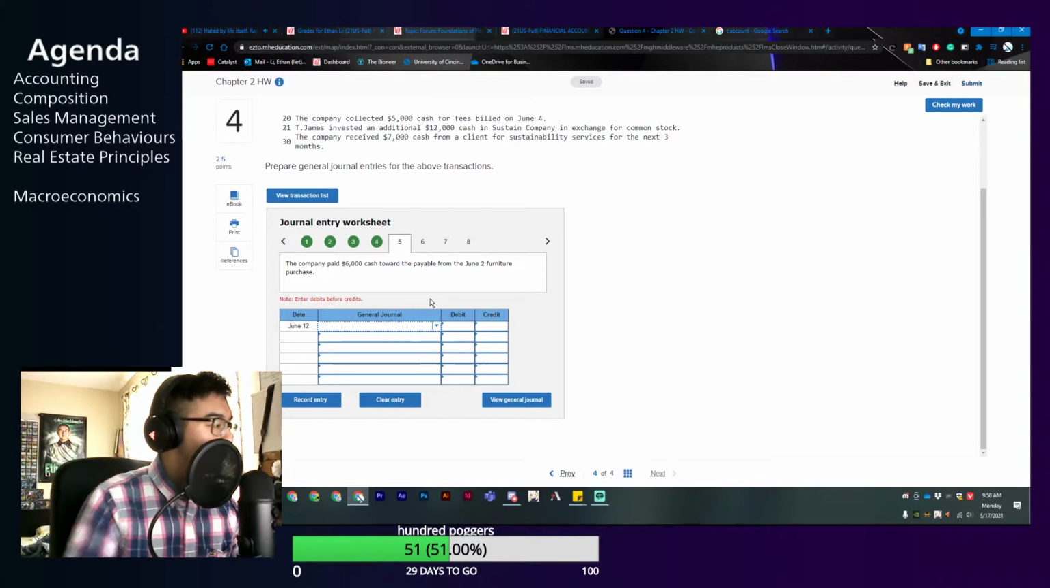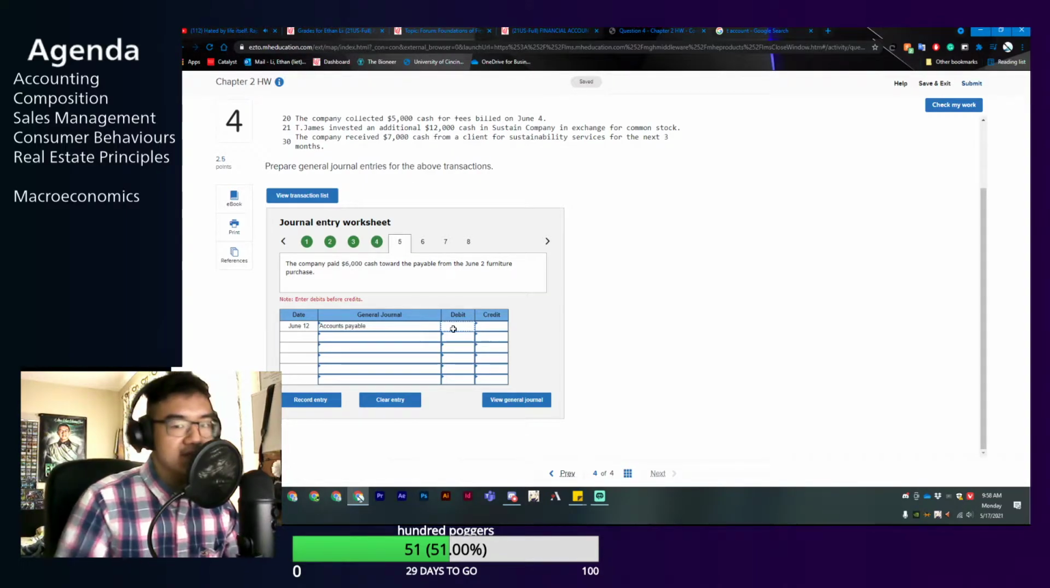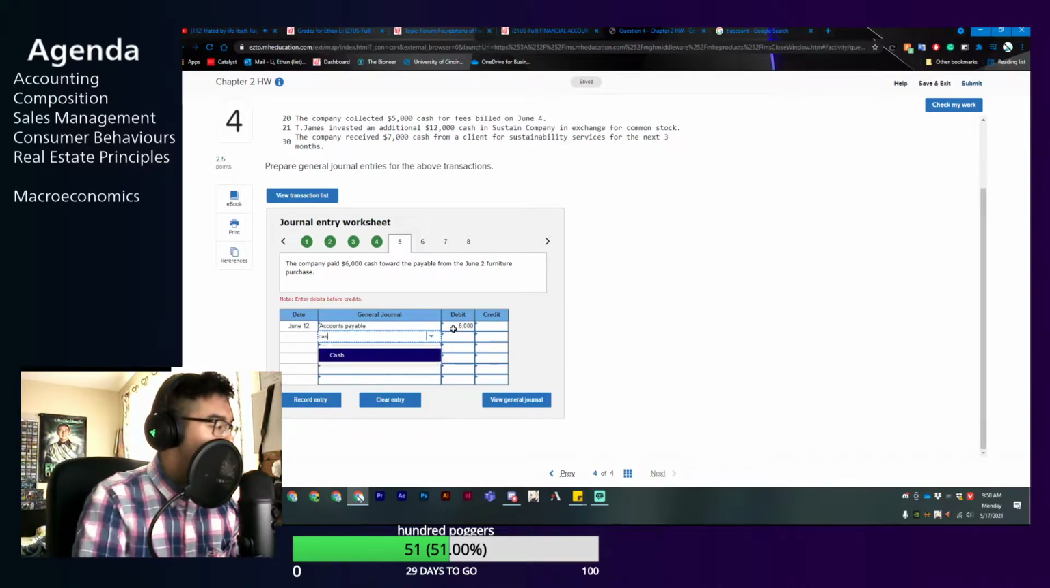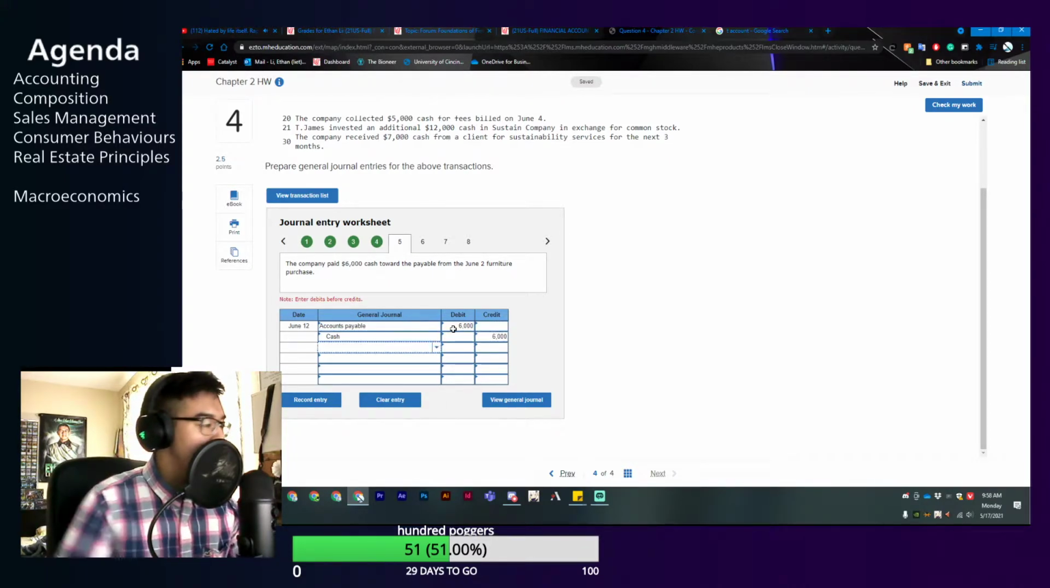Paid 6K towards the payable, so accounts payable would go down. I keep forgetting after you select something, it always tabs forward, so I end up tabbing twice and having to go back. Cash would be down by 6K. Collected cash of 5K. And these would be for fees. Actually, it might be from accounts receivable instead of fees. I could be wrong about that, so that might get flagged in a second.